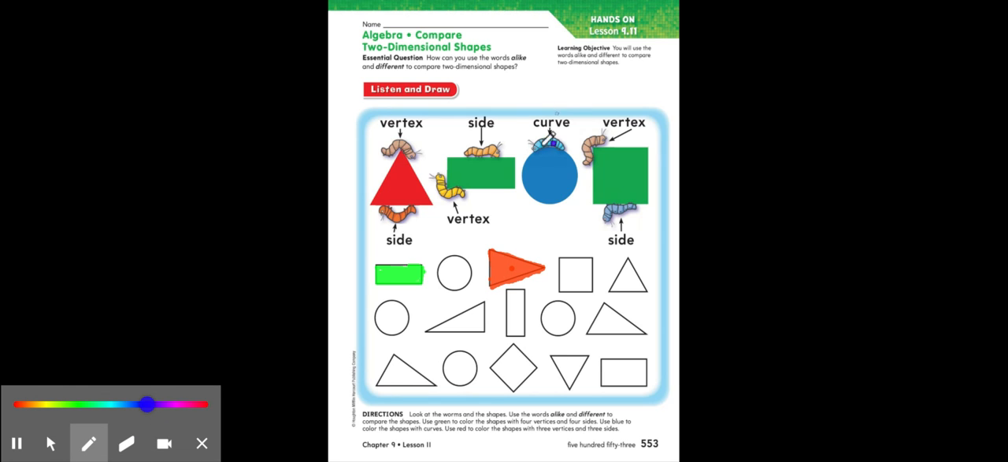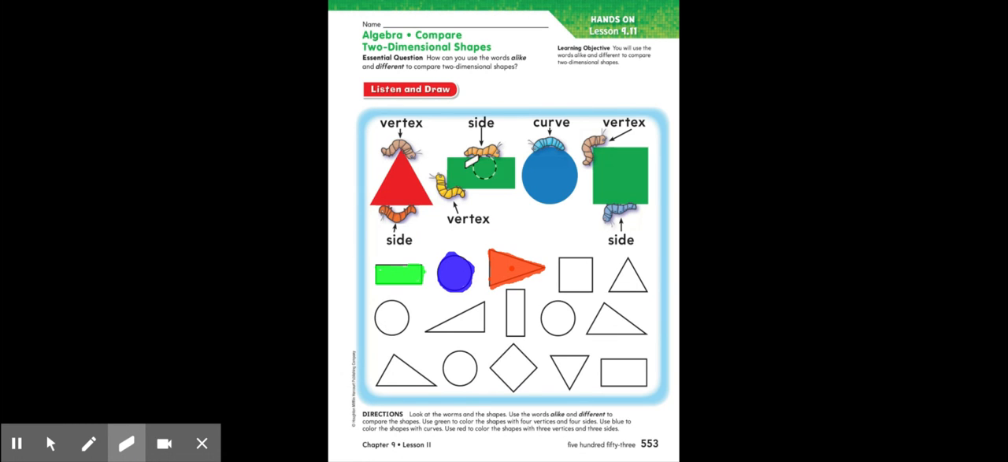Lastly, we will compare circles with our other shapes. Now, circles are super different because they don't have any straight sides, but they have something special that our other shapes do not, and that is a curve. You see our blue worm right here laying on the curve of a circle. So here we go. You'll look for all of the circles and you will compare them to our shapes. And take note that a circle is different because it has a curve. Awesome. So remember, you are coloring in all of these shapes using green, blue, and red.